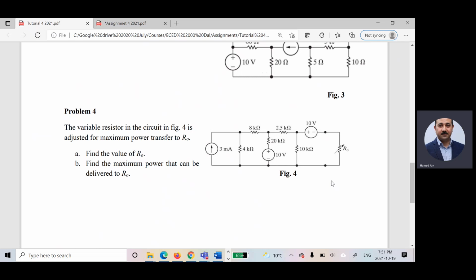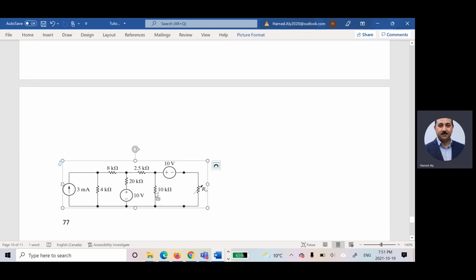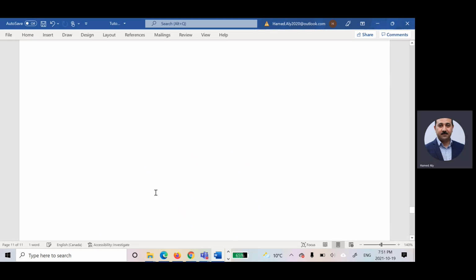So the first step for solving such a problem is to find the Thevenin equivalent. How to find it? Let me go back and copy this circuit. I know that you would like to leave right now. I will finish this within about 10 minutes, and we will leave early.